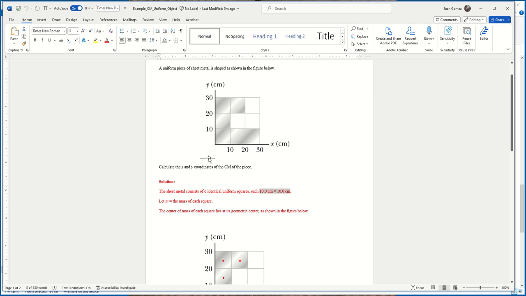And they're identical, so each square is the exact same size, so they're going to have the exact same amount of mass. Well, let's call little m the mass of each square. We don't know what it is, but we don't care. It's not going to matter.